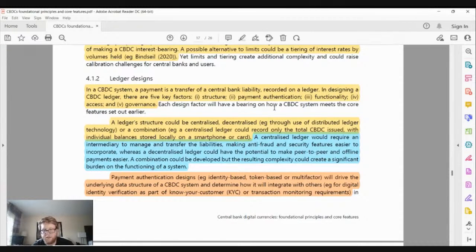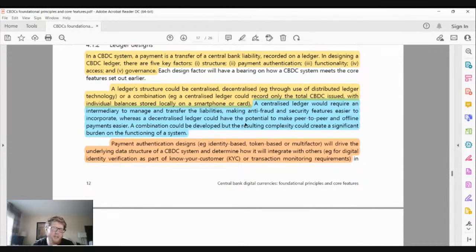And so in a CBDC system, a payment is a transfer of a central bank liability recorded on a ledger, right? So in designing a CBDC ledger, there are 5 key factors: the structure, the payment authentication, functionality, access, and governance, right? And so a ledger structure could be centralized, where it's all on the Fed's balance sheet. They have everything, all the information. It could also be decentralized, and as an example, they say through use of distributed ledger technology, or a combination of the two, right?